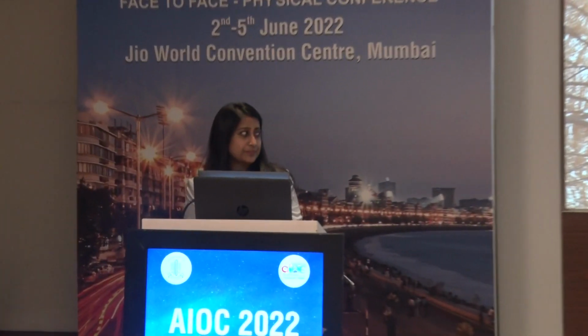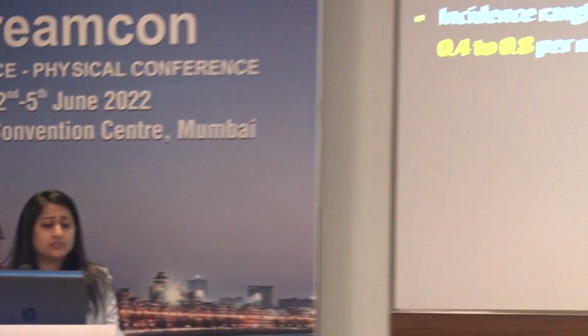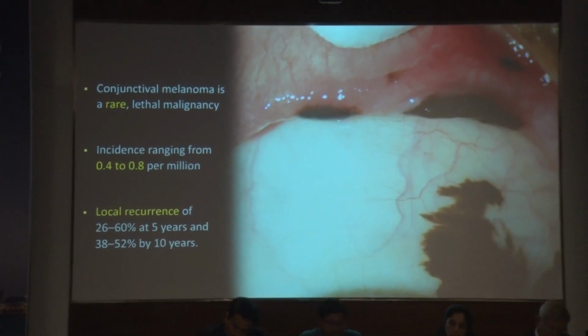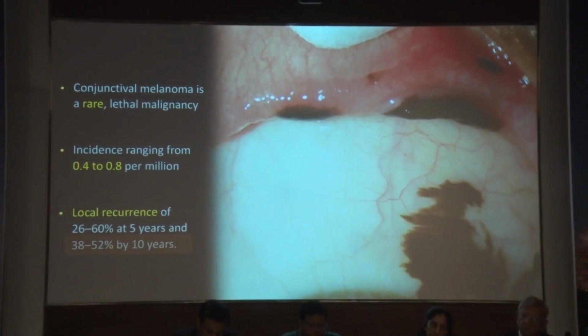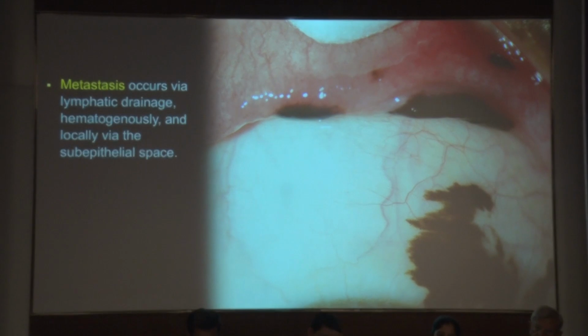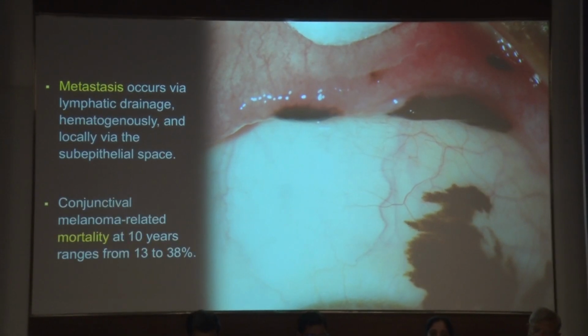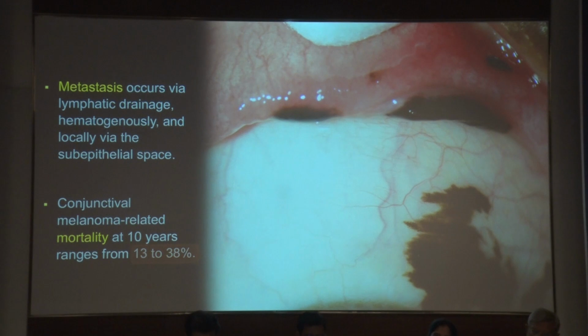Good evening, everyone. I'll be talking about adjuvant plaque brachytherapy helping in local tumor control in conjunctival melanoma. Conjunctival melanoma is a rare lethal malignancy with a very low incidence but a very high local recurrence, 38 to 52% by 10 years, and it metastasizes, with melanoma-related mortality at 10 years of 13 to 38%, quite a high number.